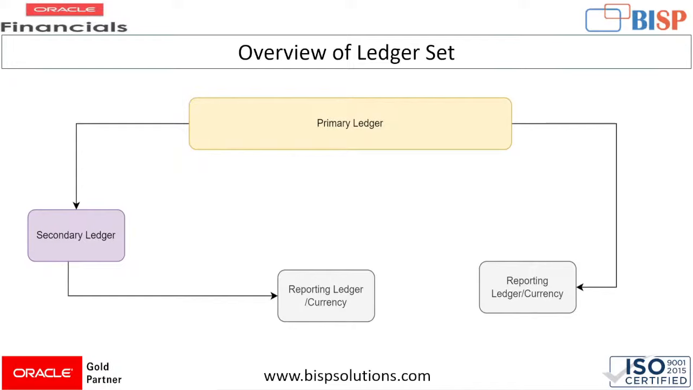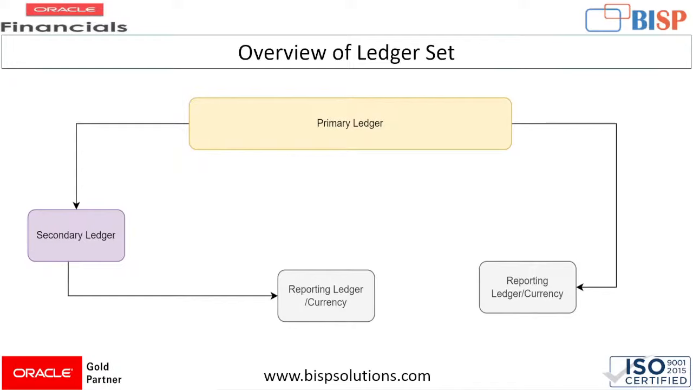Again, for the reporting currency or reporting ledger, it depends on what type of reporting you want, either balance, journal or subledger. If you take a balance, then you can translate, you can do the translation process, or if you want the currency to be processed in real time.